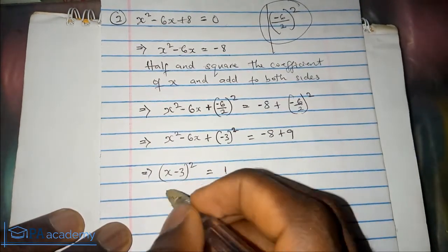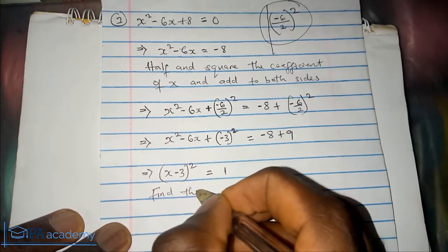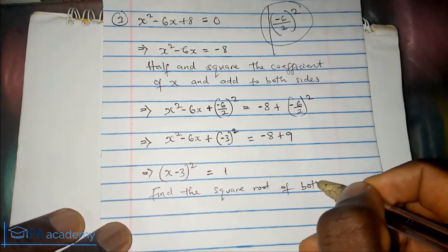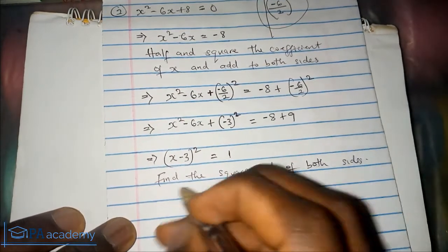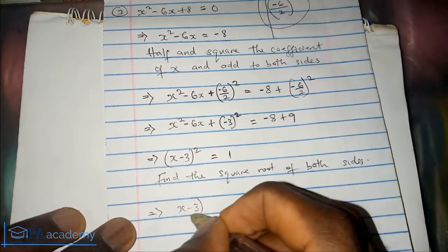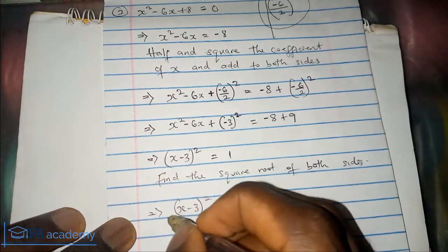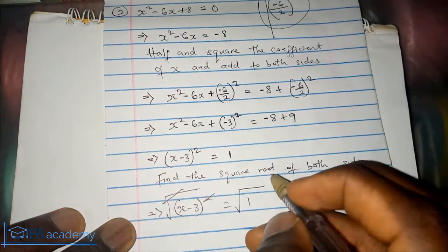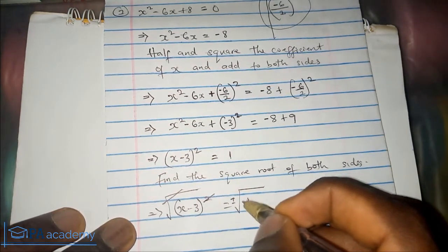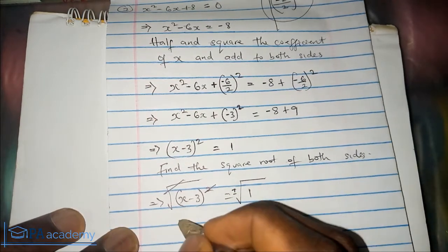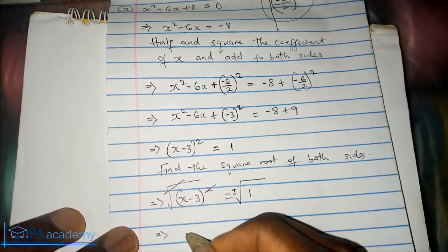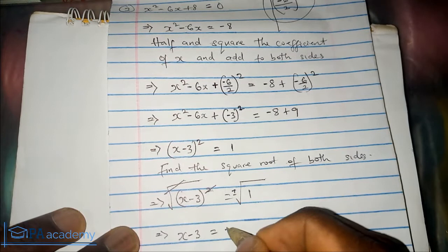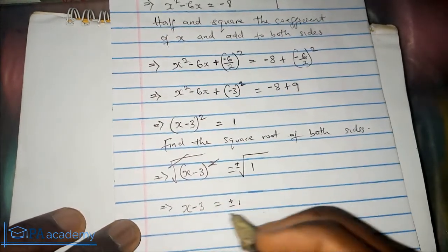So from this place, what we are going to do now is find the square root of both sides. So doing that, that will be x minus 3 all squared equals 1. So let's look for the square root. The square root will cancel this square. So right here we have a plus or minus 1 for the square root on this side. So that will give us x minus 3 equals plus or minus 1.